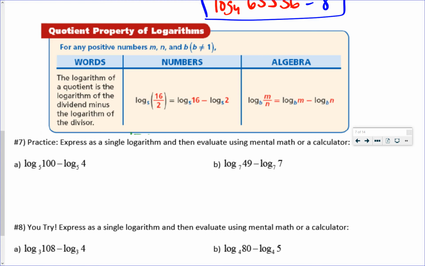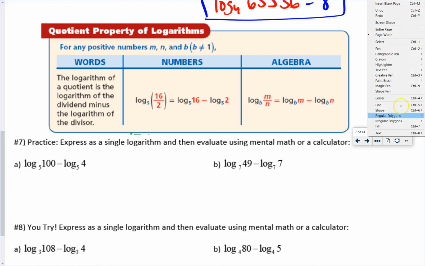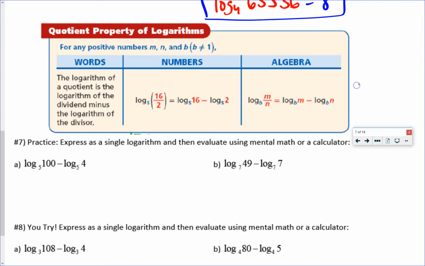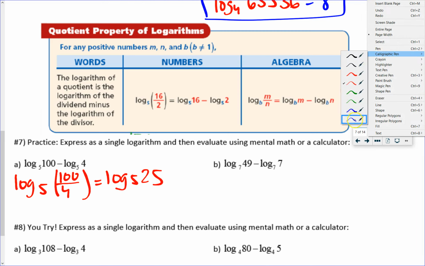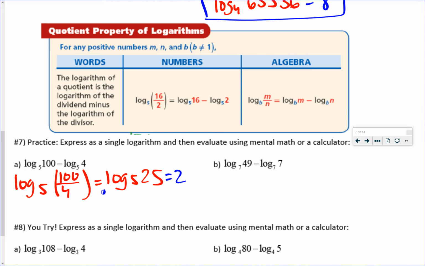All right, we're going to divide this time. So my first example here, we have log base 5 of 100 minus log base 5 of 4, bring them together by dividing. So it becomes log base 5 of 100 divided by 4. Order matters. The first log is my numerator. Second log is my denominator. All right, so this gives me log base 5 of 25, which is going to equal what? 2. Which is going to equal 2.